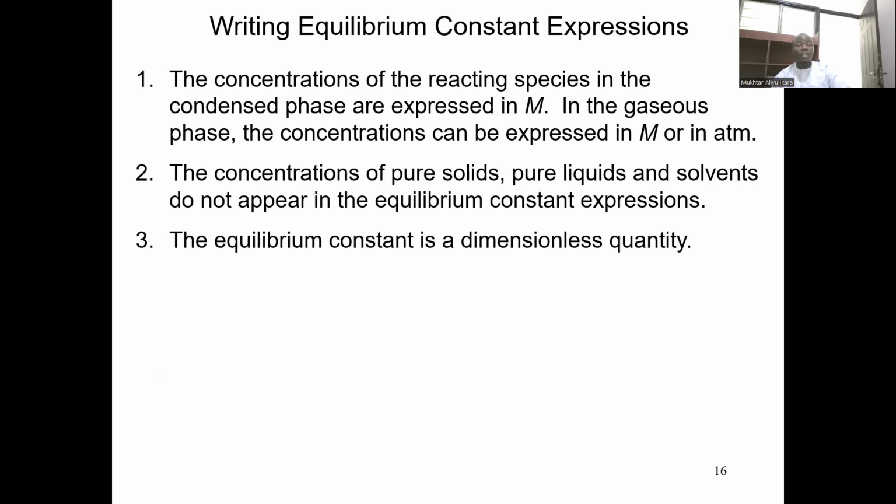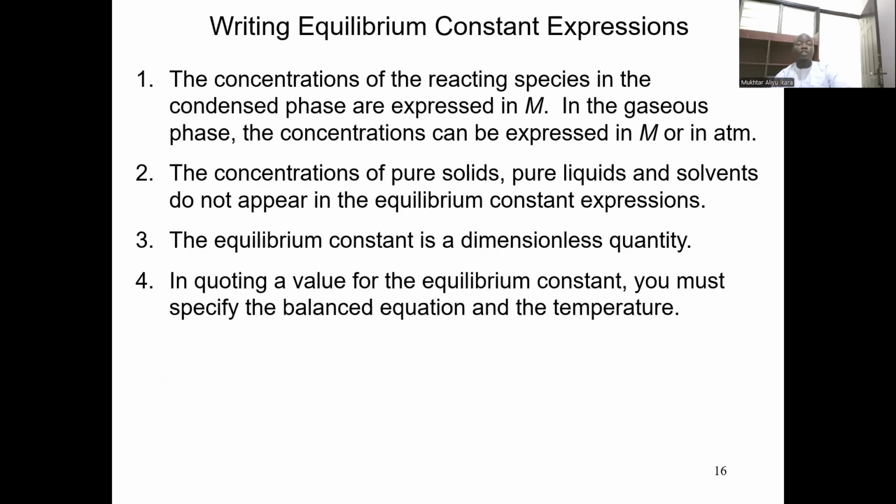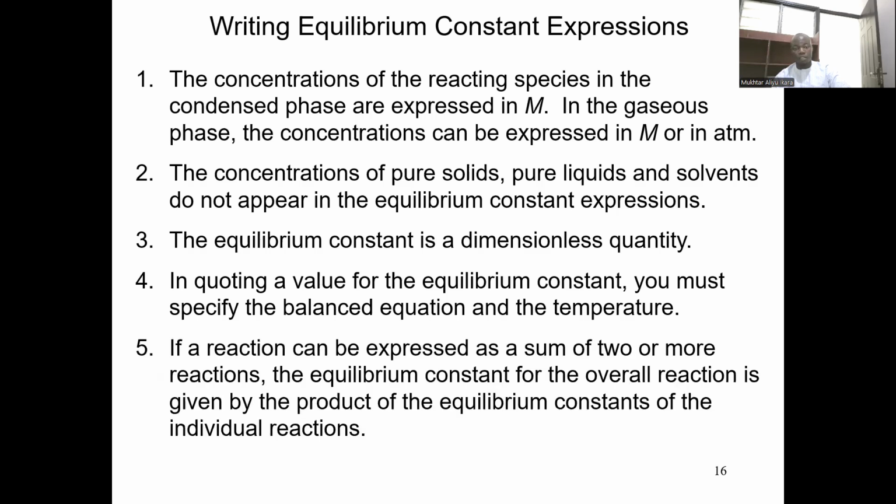So we should know this. And then the equilibrium constant is a dimensionless quantity. It doesn't have units. So in quoting a value for the equilibrium constant, you must specify the balanced equation and the temperature. So if a reaction can be expressed as a sum of two or more reactions, then the equilibrium constant for the overall reaction is given by the product of the equilibrium constants of the individual reactions.